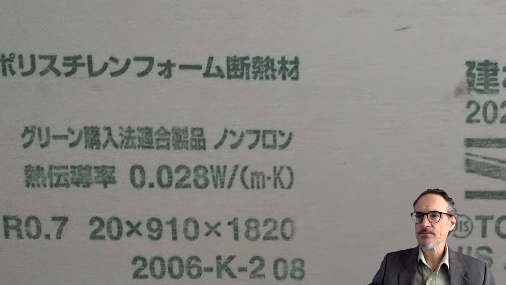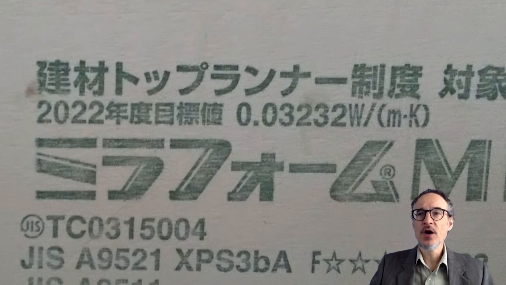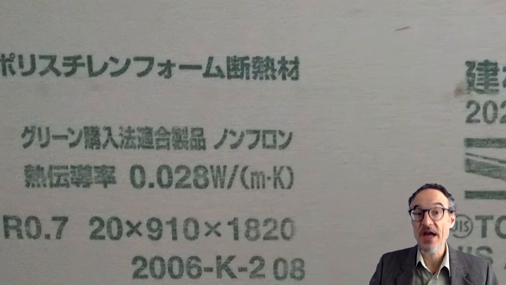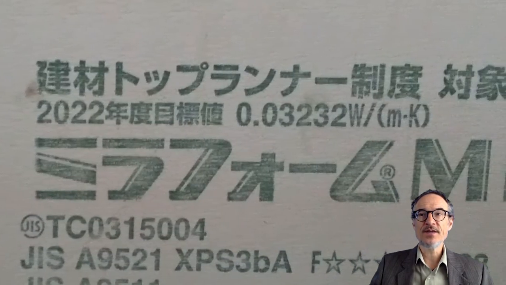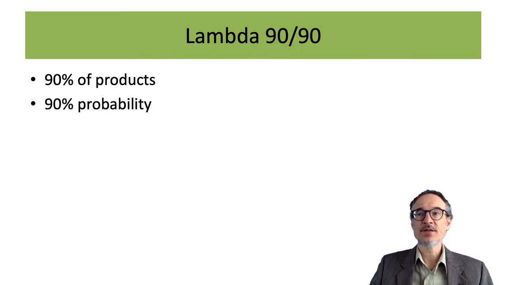This sounds familiar. Over here, it says for 2022, it will be 0.032. So I don't think the science or the actual performance of this board is going to change between now and 2022. But the number is changing, and this number is higher. And I think this is what's called the Lambda 90/90, and this is a value for 90% of products and 90% probability.